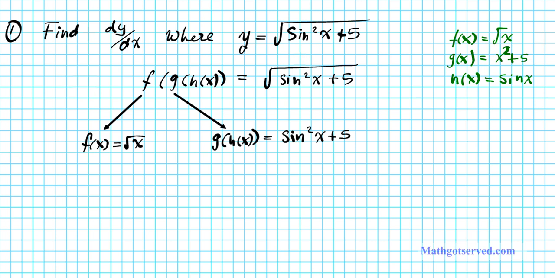Let's go ahead and decompose further. Since this is the composition of two functions, we're going to take out the parent function g. So g of x is the quadratic x squared plus 5, and the innermost function h of x is what? What is the innermost function? h of x is sine x.